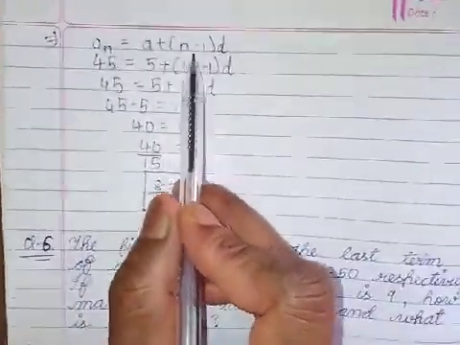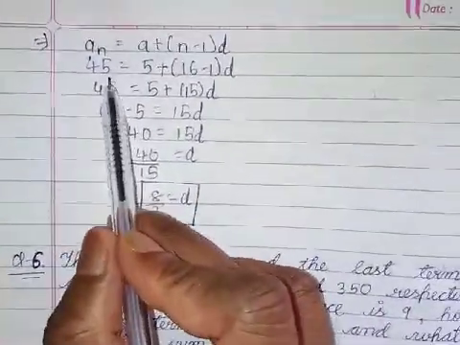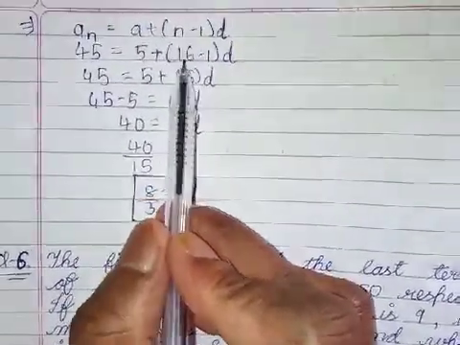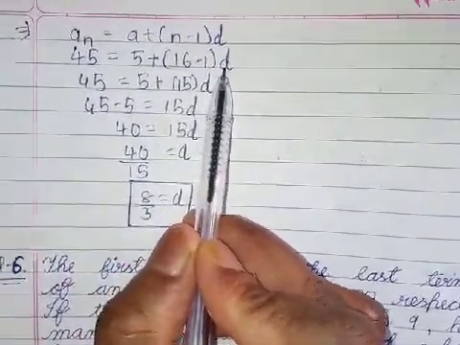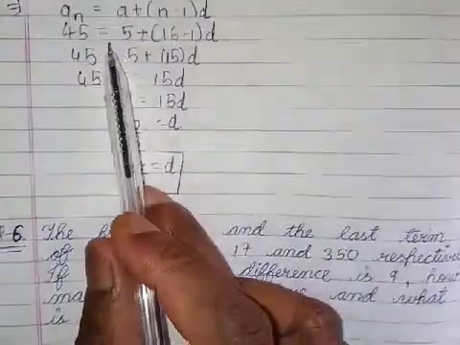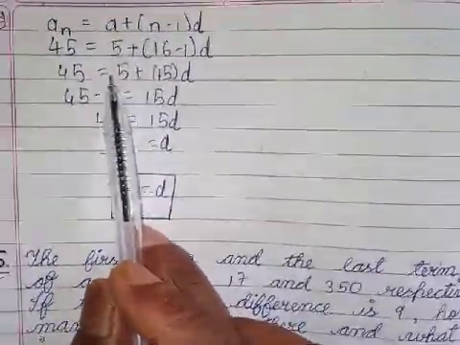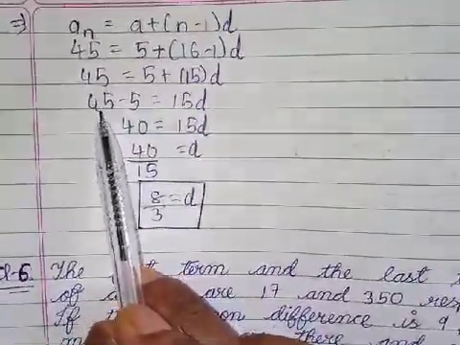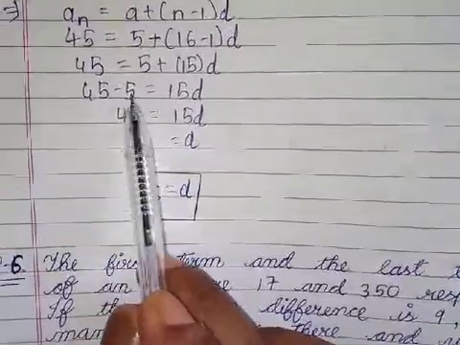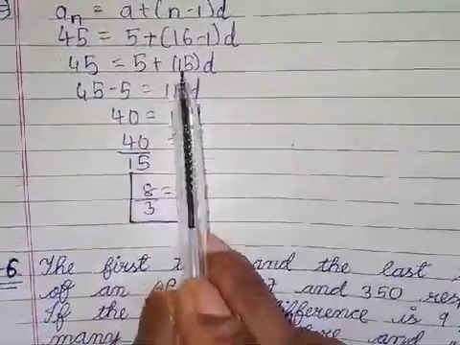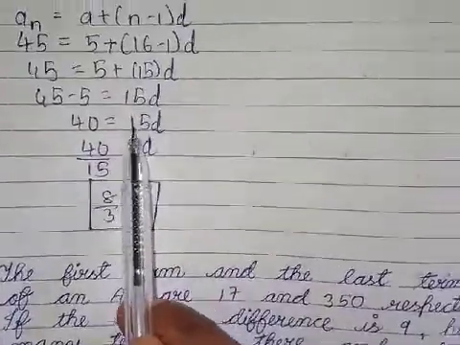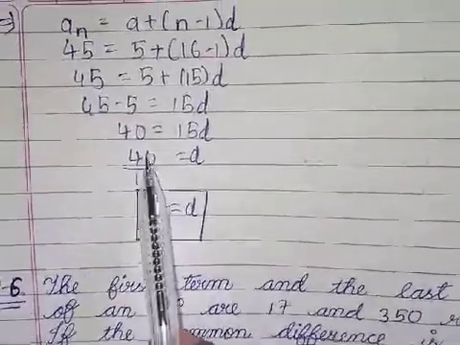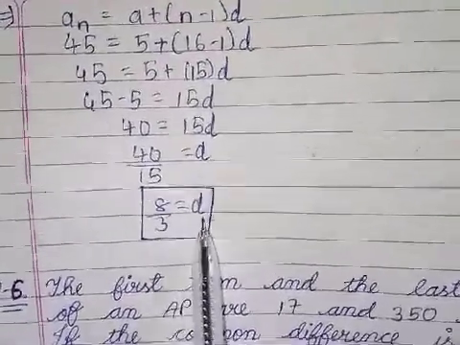So an is equal to a plus (n minus 1) into d. an is 45, a we got is 5, and n we got as 16. So (n minus 1), 16 minus 1, into d. If you simplify, you will get 45 is equal to 5 plus 15d. So 5 will come on this side, and we get 45 minus 5. 45 minus 5 is what? 40 is equal to 15d. The relation of 15 and d is multiplication, so it will go in division. So what you get: 40 divided by 15. So d is equal to 8 by 3.